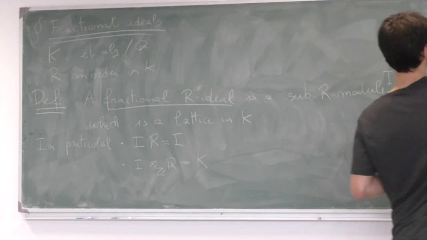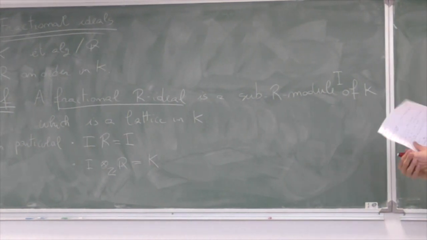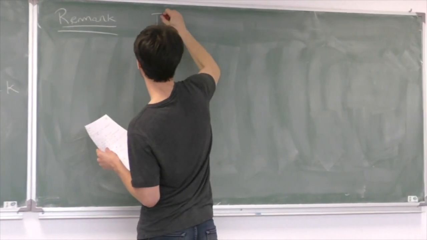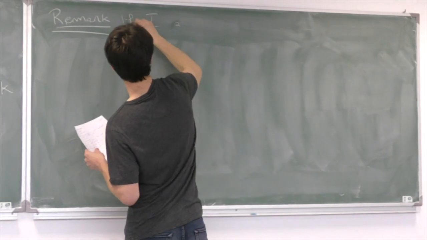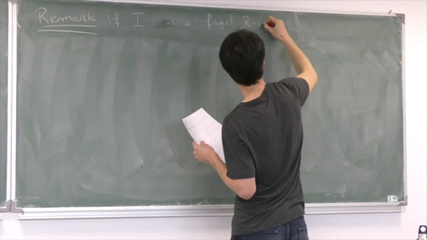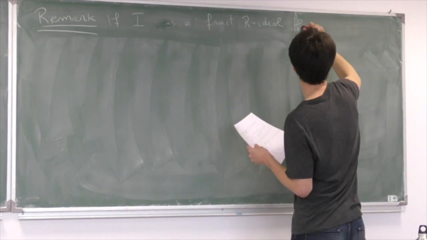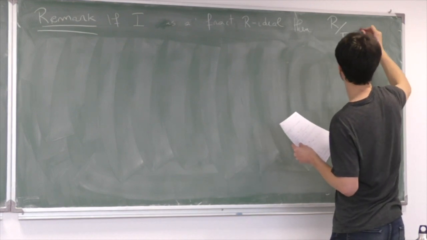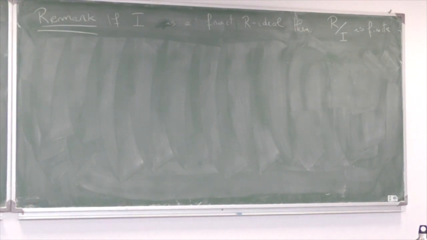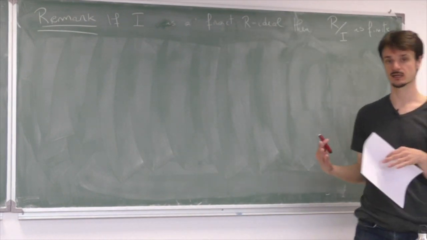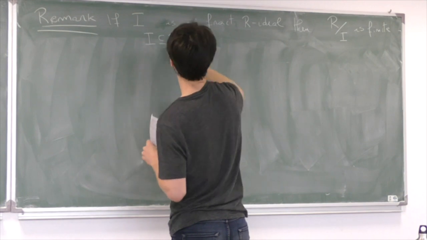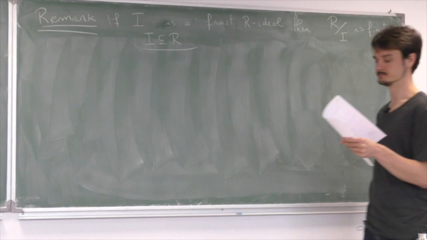Observe one thing that is quite important, it is going to play a role later. If I is a fractional R ideal, then the quotient R over I is finite. It has only finitely many elements. The reason being that both R and I are lattices in K. Oh, sorry. In order to form this quotient, we also need to assume that actually I sits inside R. Otherwise, this quotient doesn't make sense.